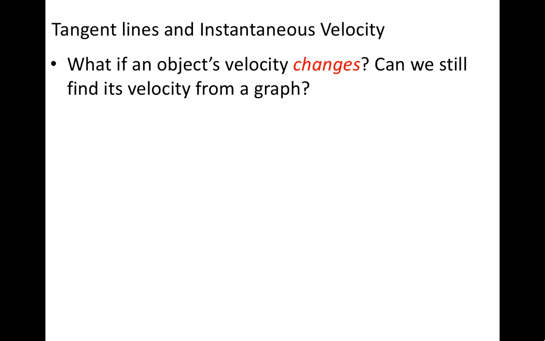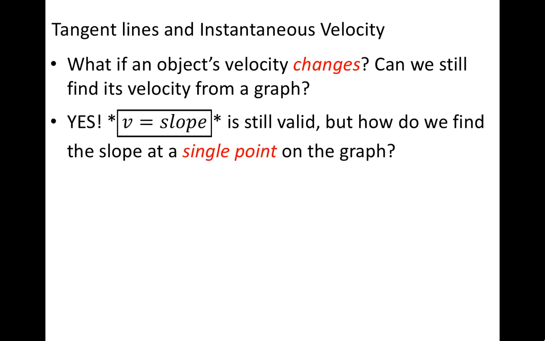So if the slope of a position versus time graph is equal to velocity, can we still use this fact to find an object's velocity if that velocity is changing and if the slope changes? Well, yes, we can still use this fact, but now we have to use the slope at only a single point on the graph. How do we do that?